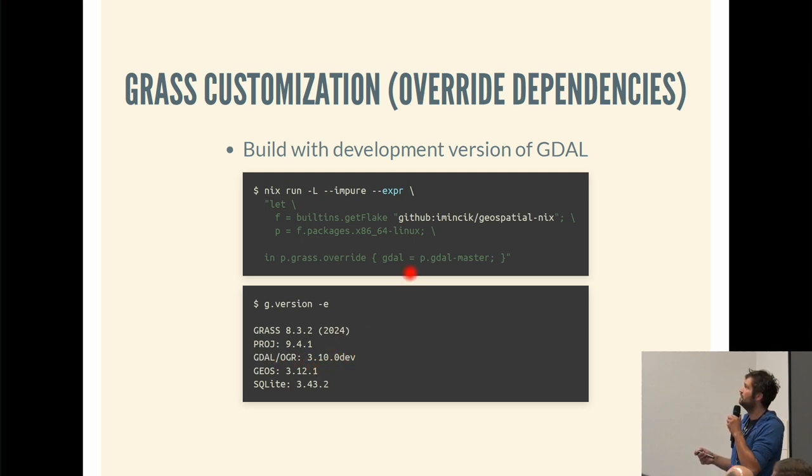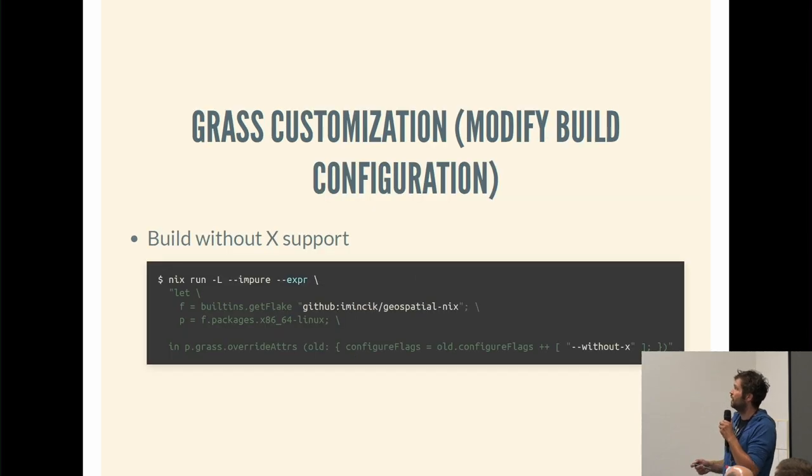So that's how easy it is to customize the dependencies of your software. I can even go a little bit deeper and use another function called override, and using this function, I can override anything inside the build process of my application.